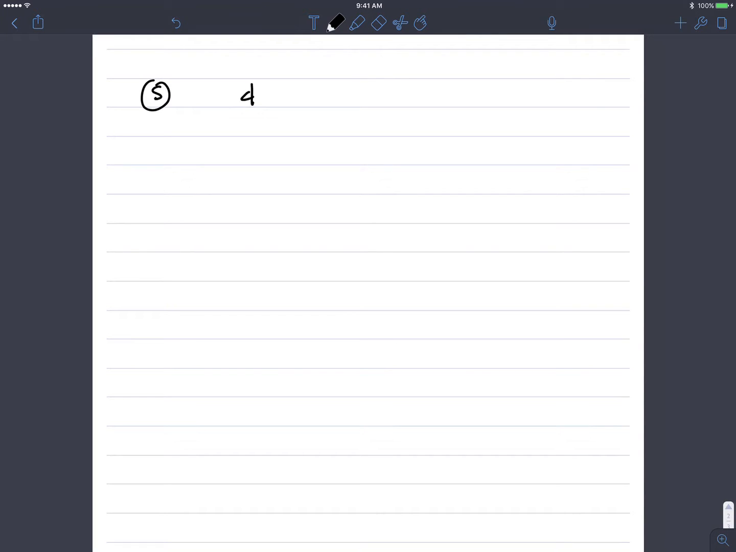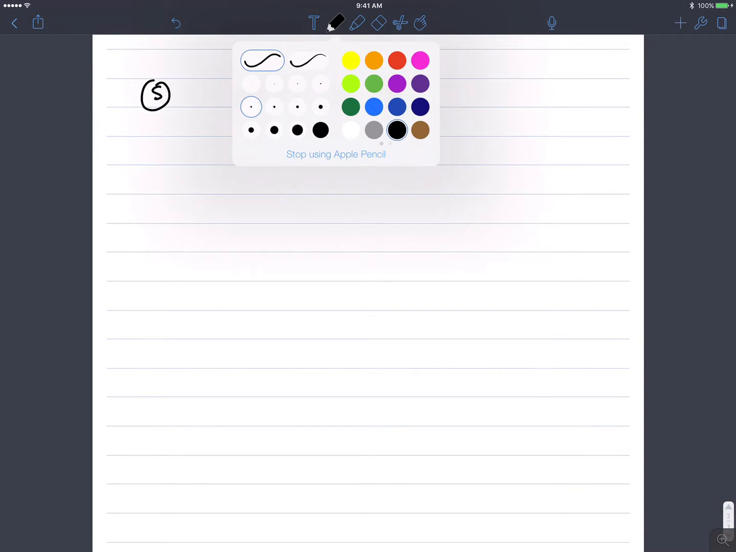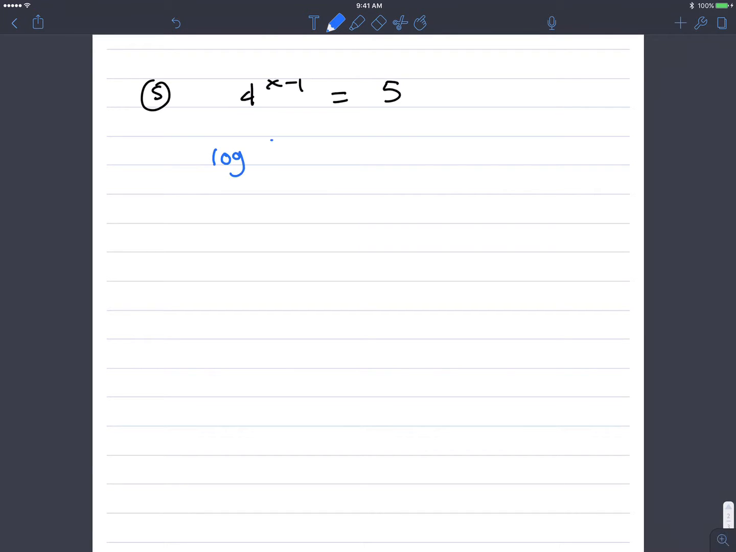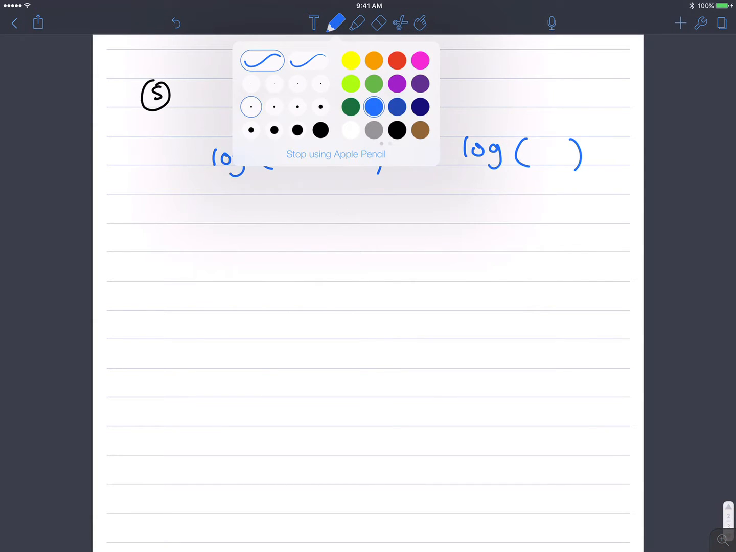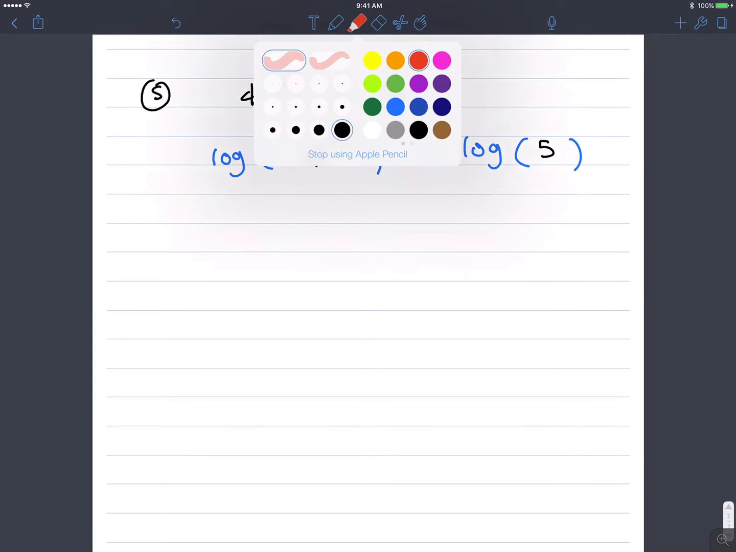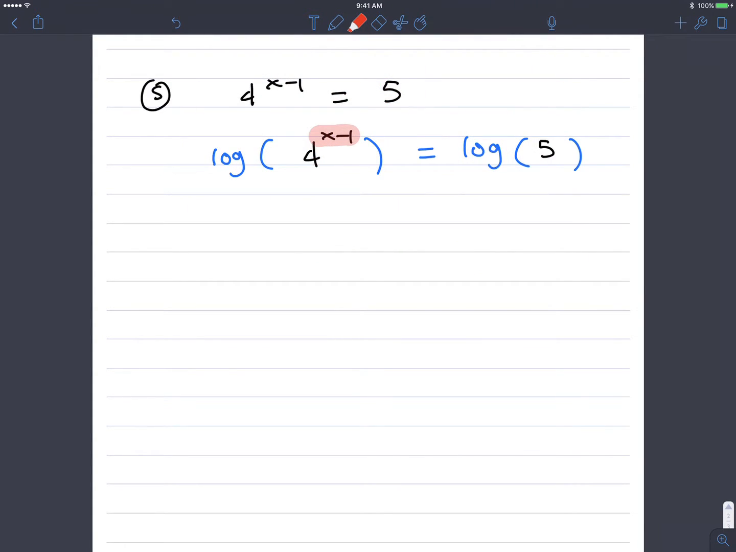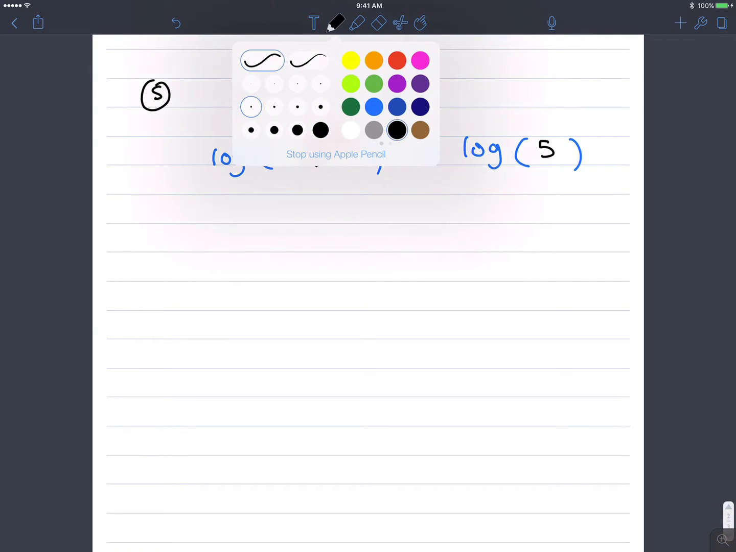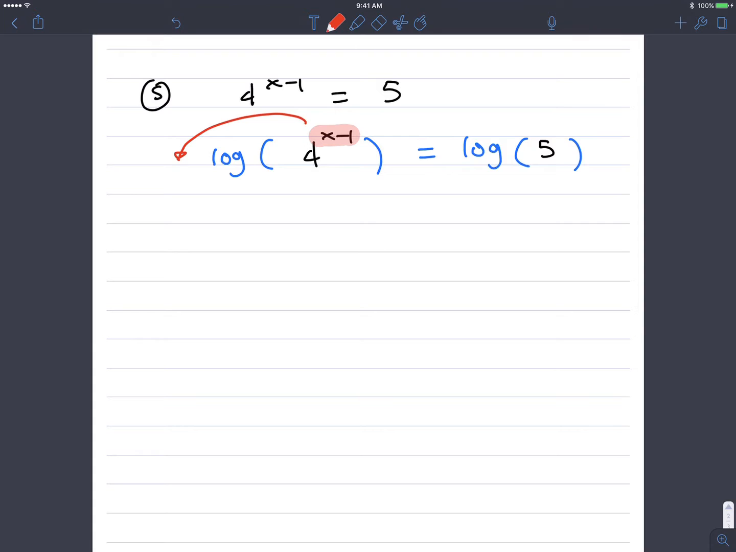Number 5. 4 to the x minus 1 power is 5. Again, we're going to take the log of both sides. Log of the left, log of the right. 4 to the x minus 1 power and a 5. Now again, we're going to use our power rule and pull out this power. That power though is not just an x this time. That power is an x minus 1, so I'm going to have to put that in parentheses.